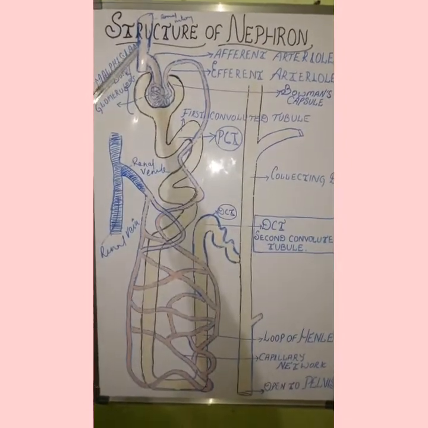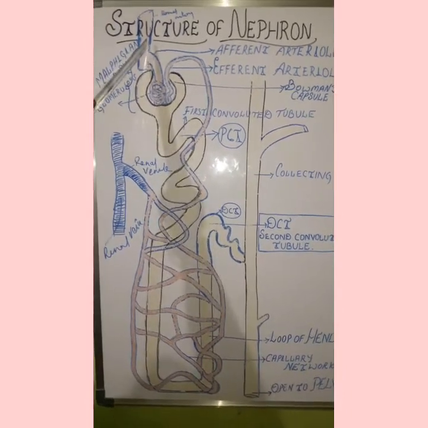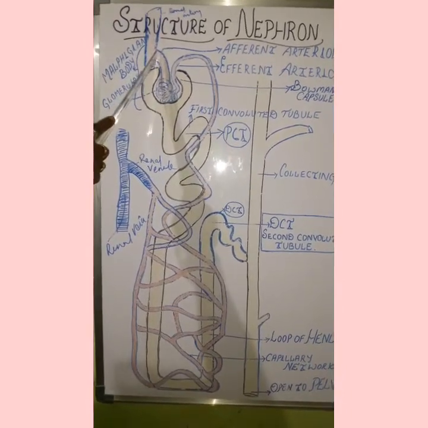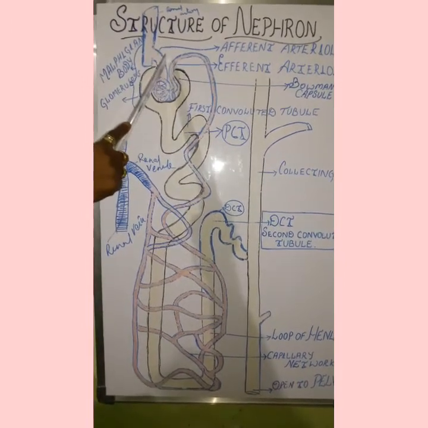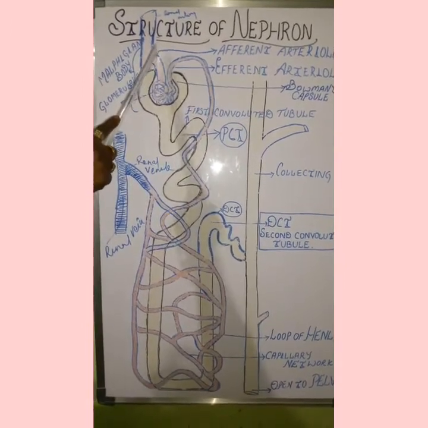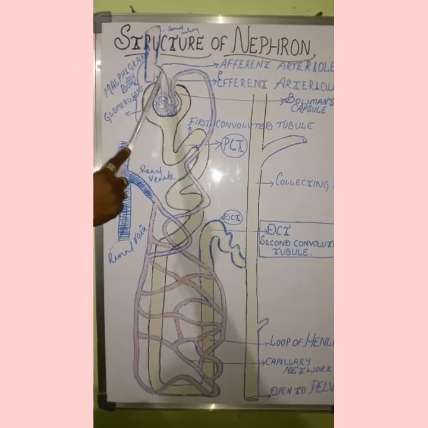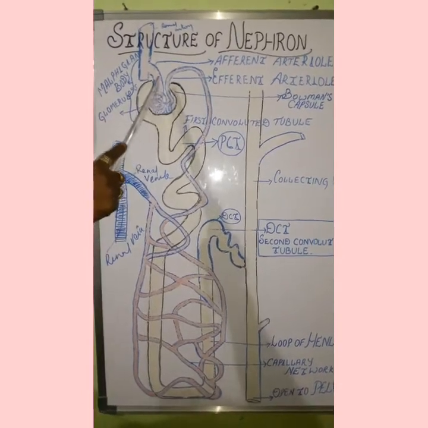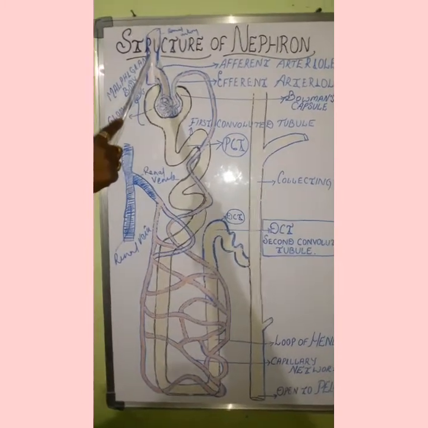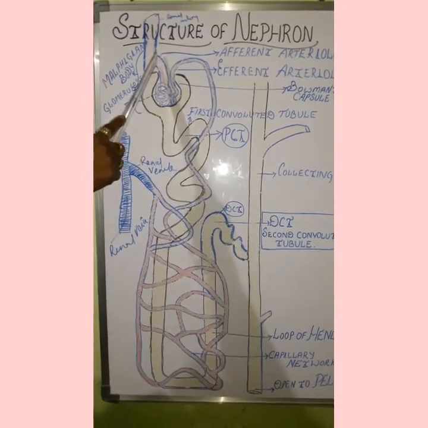Now let's see glomerular filtration. The blood flows along with the waste materials from the renal artery into the afferent arteriole. The afferent arteriole has a wider diameter. It enters into the glomerulus. The blood flows from the renal artery to the glomerulus through the afferent arteriole.